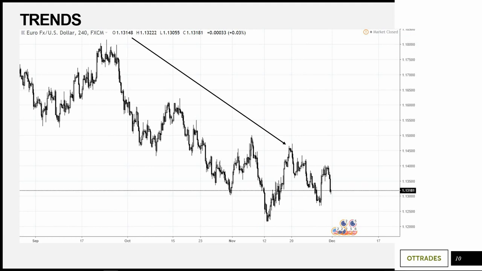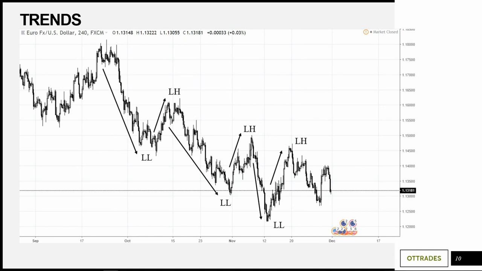Hope that makes sense. Now, we've identified that we're in a downtrend. That's pretty obvious. But we need some objective reasons as to why we're in a downtrend. So we can start adding in something like this. So we've got an initial move down. I'm not going to draw on this. I'm going to use the laser pointer. Initial move down, represented by this arrow here, to form a lower low, double L, lower low.